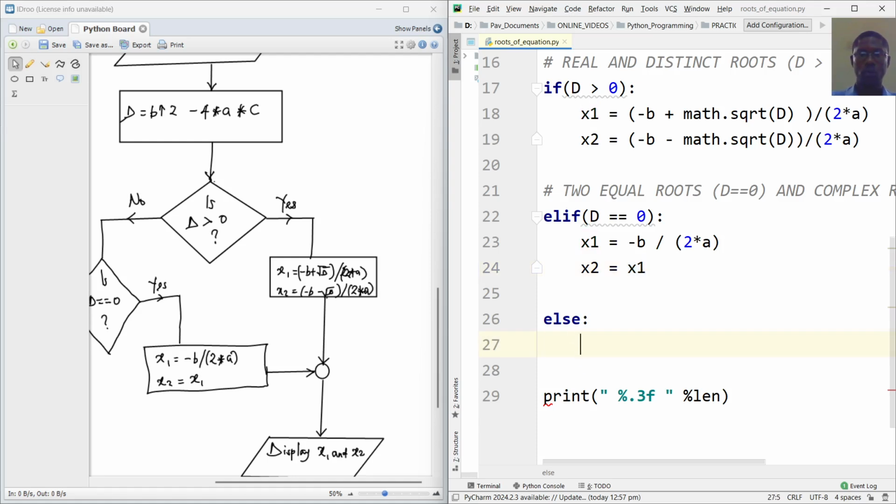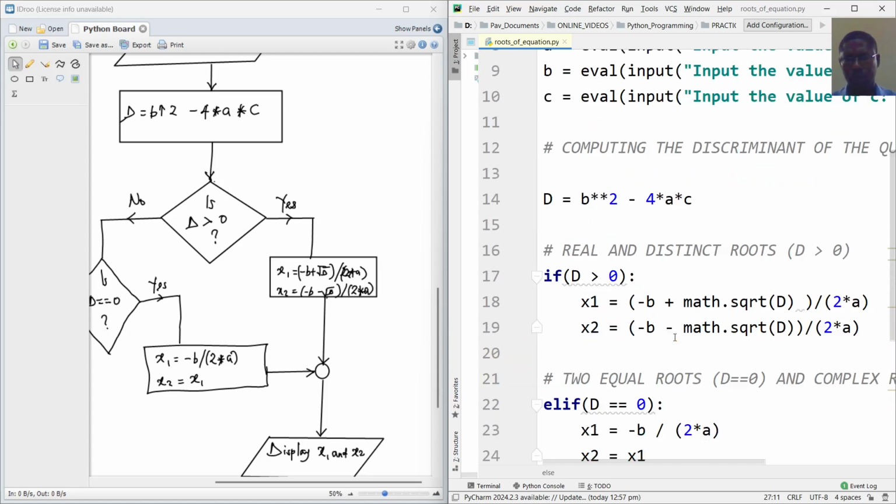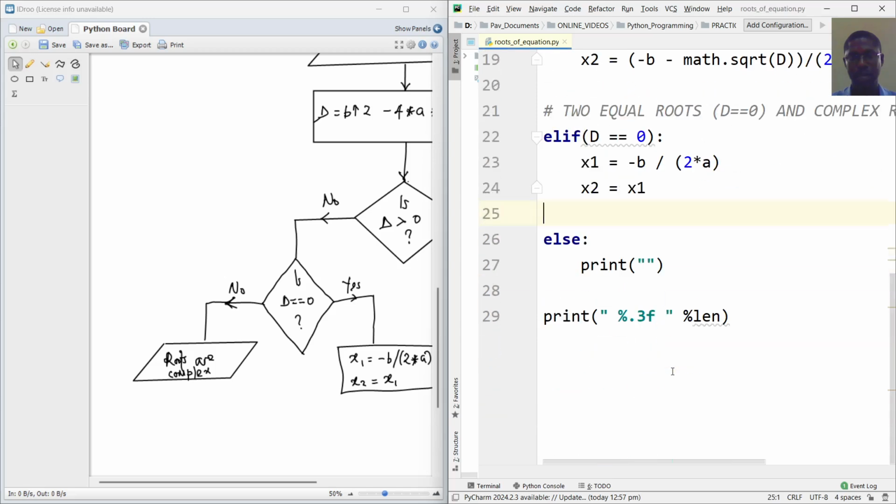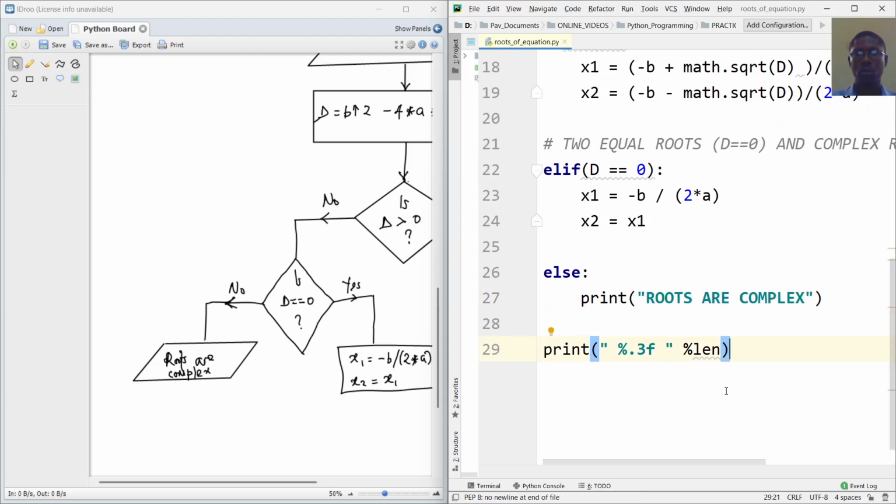So the next thing is, we just simply say print. What do we print? If it is not this condition and this, then it should print that the roots are what? Complex. Roots are complex, exactly. The roots are complex.